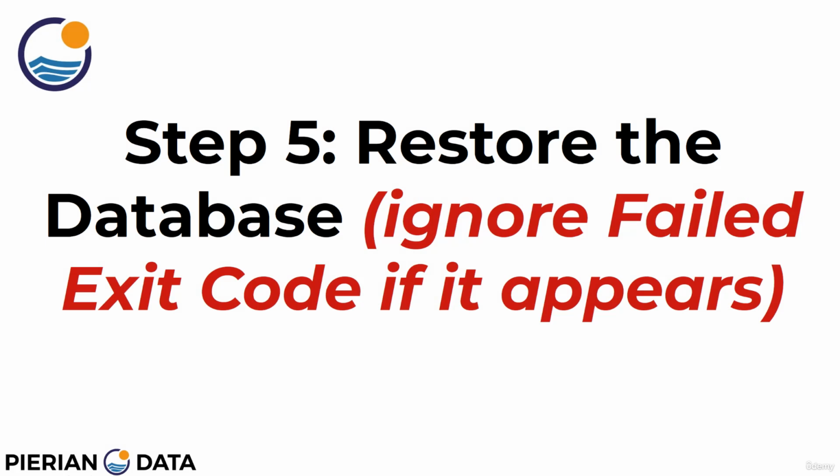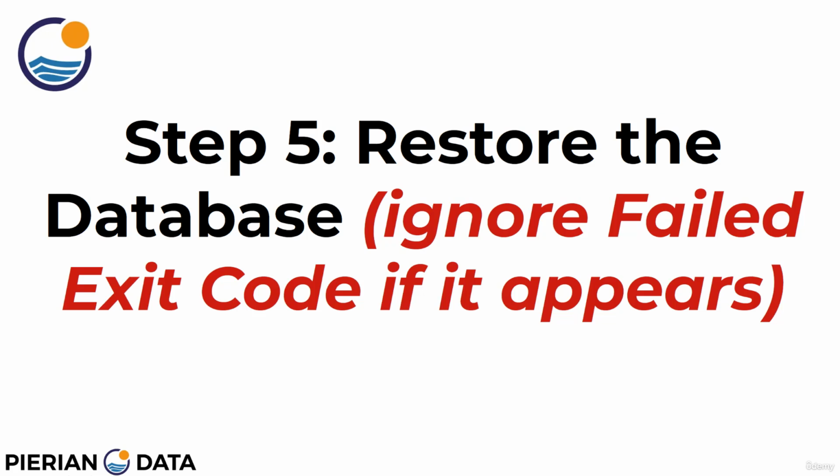Step number 5 is to restore the database. A quick note on this step is you can ignore the failed exit code that may appear during the restoration. Depending on your exact version of your operating system and the exact version of the PostgreSQL you installed, there is sometimes a failed exit code that basically indicates that the restoration accidentally happened twice. That's totally okay, because what happens is it works the first time and then it doesn't do it a second time because the first time worked. So you'll be able to safely ignore that failed exit code if it does appear.